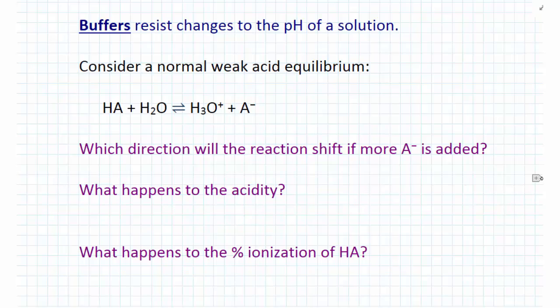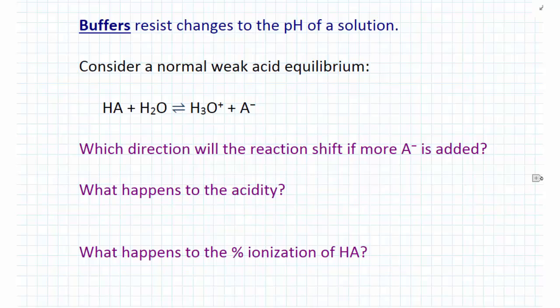And it has two components. Every buffer has two components. Because we resist changes to the pH of the solution, we have to resist changes from acids and from bases. So that's the key to a buffer. It resists changes from both directions and sort of keeps us within an acceptable window.